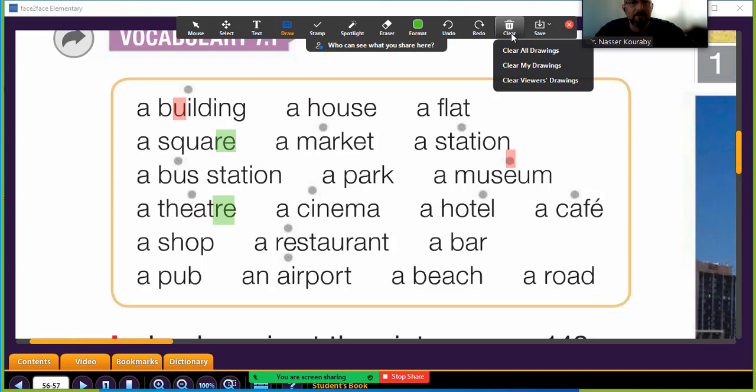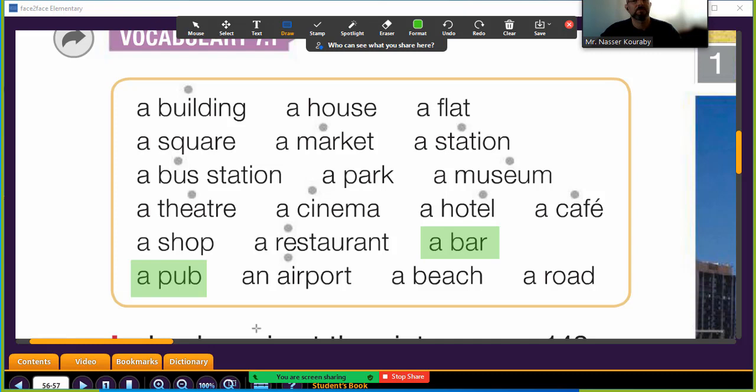Nice. Look, here we have, we say a bar and a pub. What's the difference between a bar and a pub? In a bar, you go and drink alcohol, beer, whiskey, whatever. In a pub, you drink alcohol and you can eat snacks, sandwiches, toast. So you eat and drink. In a bar, you only drink.